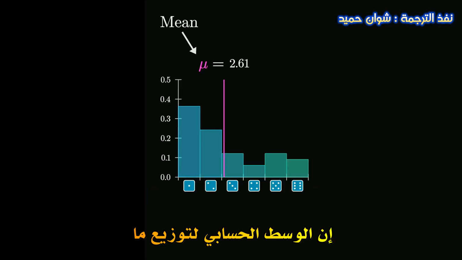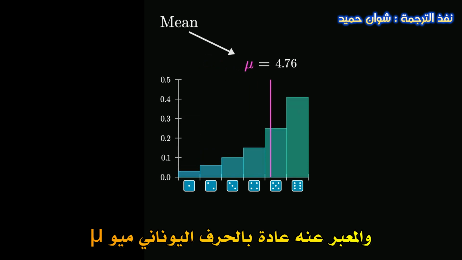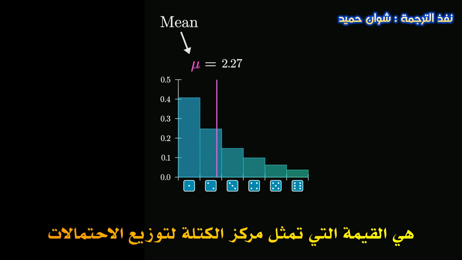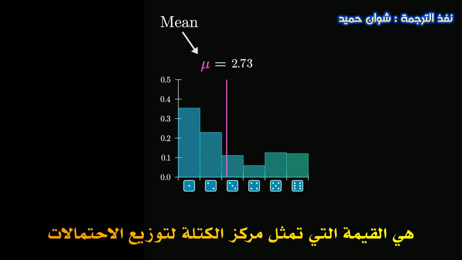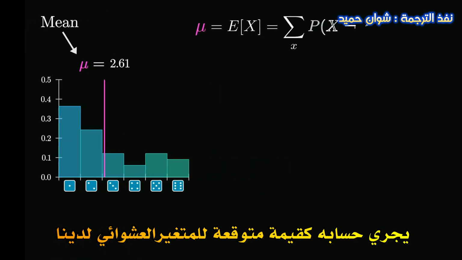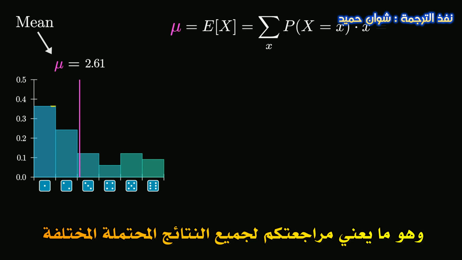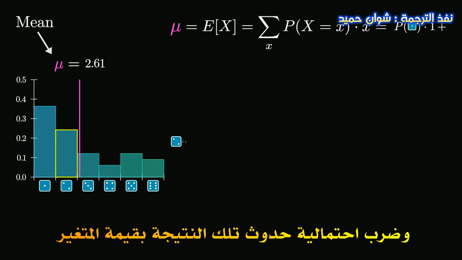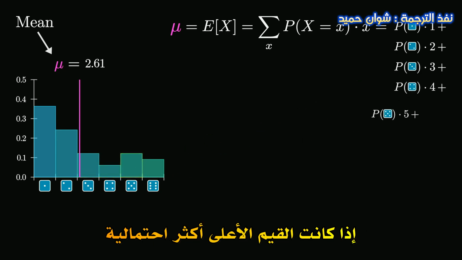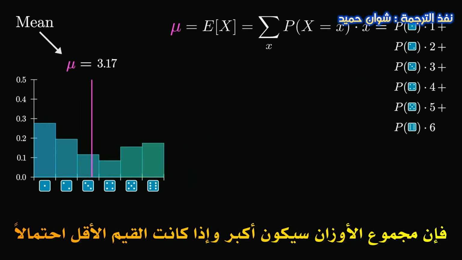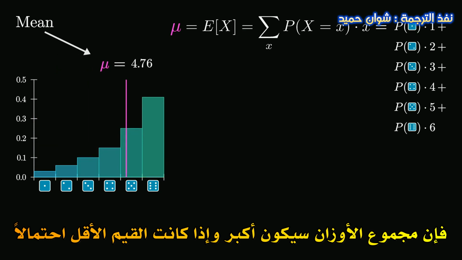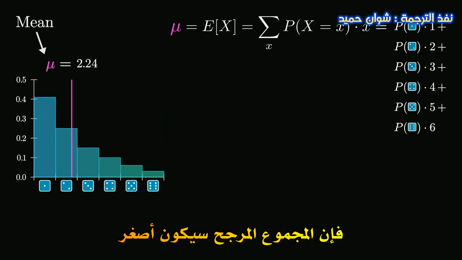The mean of a distribution, often denoted with the Greek letter mu, is a way of capturing the center of mass for that distribution. It's calculated as the expected value of a random variable, which is a way of saying you go through all of the different possible outcomes, and you multiply the probability of that outcome times the value of the variable. If higher values are more probable, that weighted sum is going to be bigger. If lower values are more probable, that weighted sum is going to be smaller.